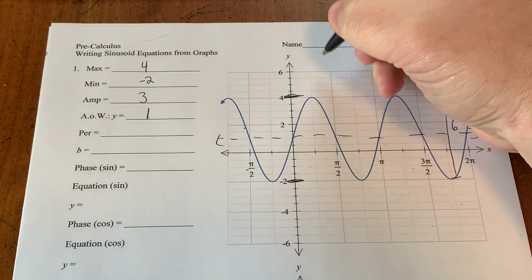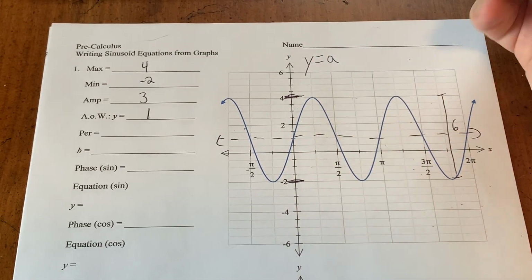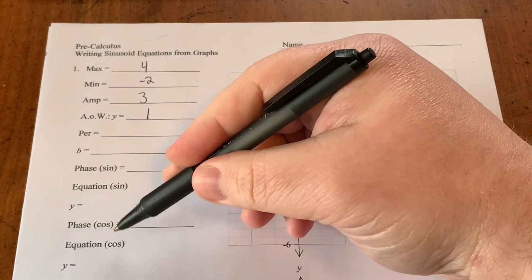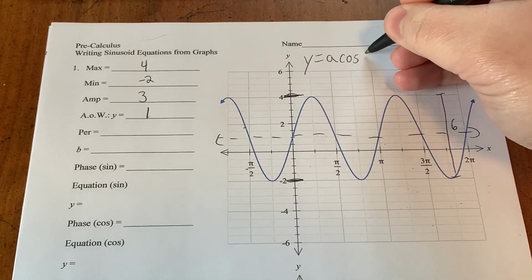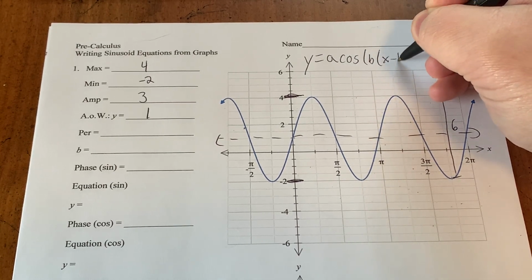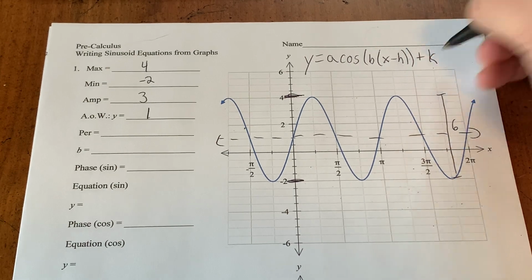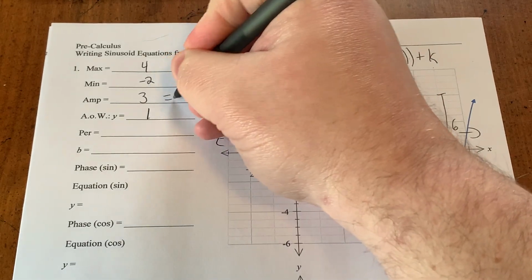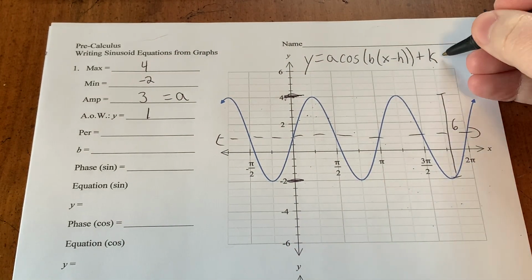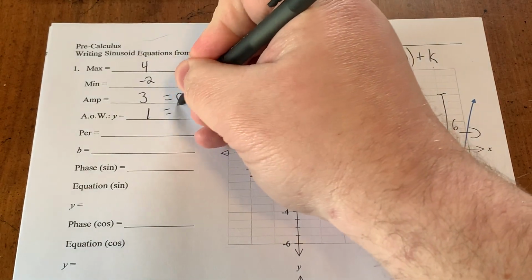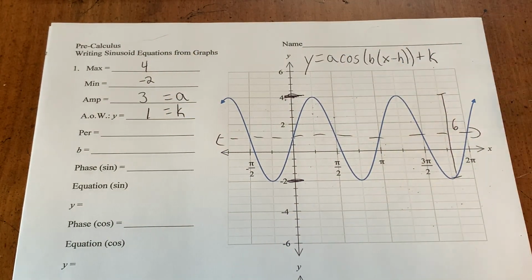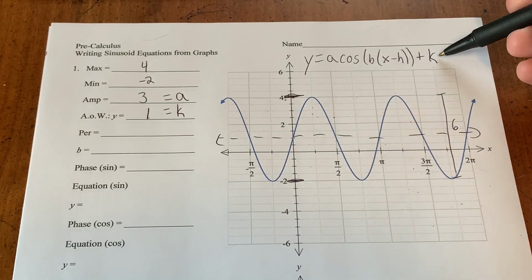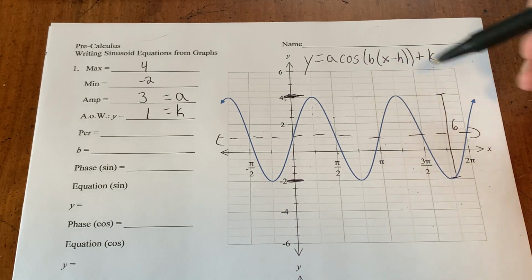So our general equation looks like y equals a, and then either sine or cosine. It doesn't matter. We're going to actually do both a sine and a cosine. But b times x minus h, plus k. So this is our general form. All right? Well, the amplitude, that's a. And the axis of the wave, that's k. So we already have two parts of it. So the amplitude helps us find out a, the axis of the wave helps us find out k. Now we just need b and h.